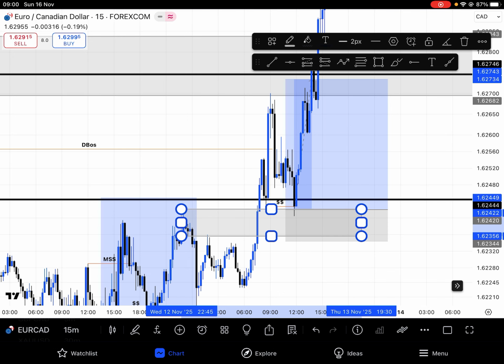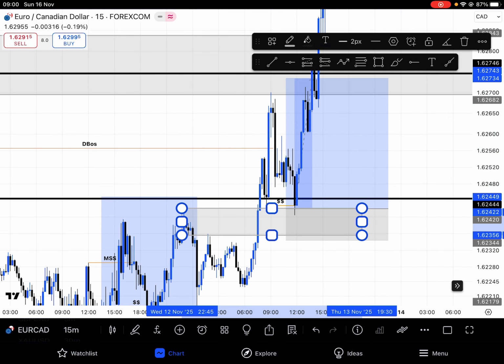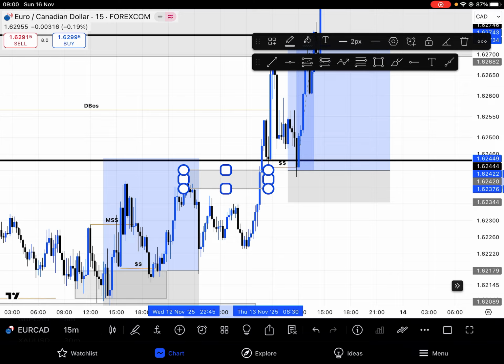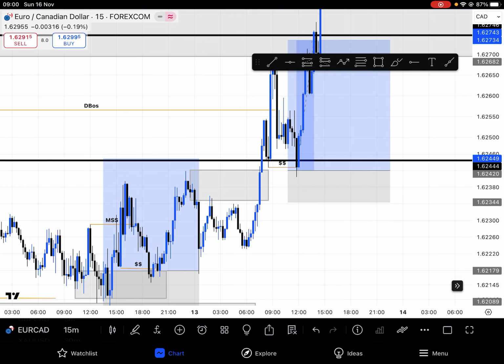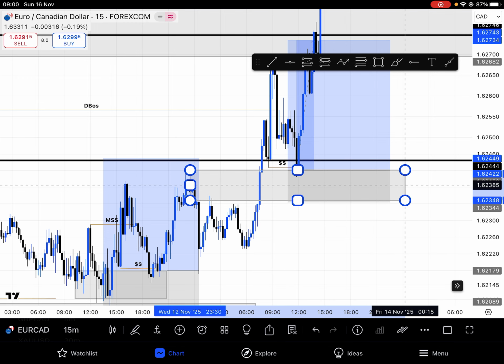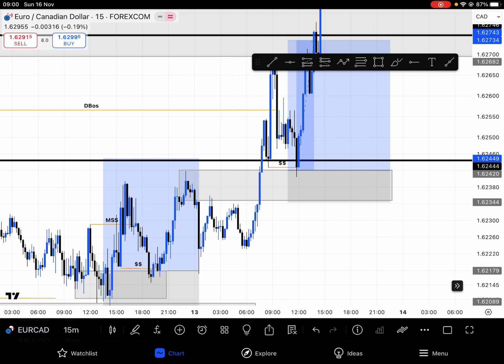And then this was the breaker block I used. A breaker block is basically a failed order block. So people who don't use higher time frame biases will just come and see break of structure, inducement, and then they'll try to sell here but be stopped out. But that's a breaker block for us, and then this was triggered.